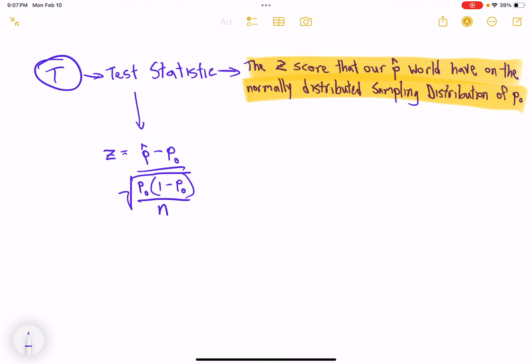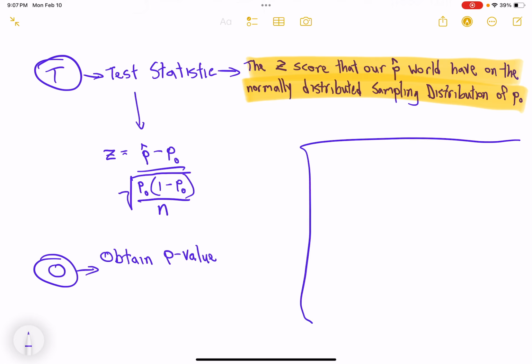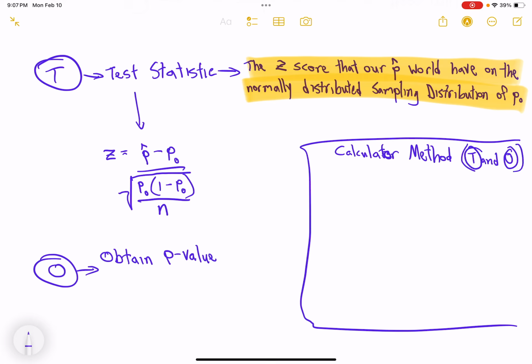We will do the test statistic by hand, and then, lo and behold, we will do the obtaining of the p-value by hand. But then over here in the corner, I'm going to write out the calculator method. And the calculator method for all of this, where you just put the whole thing in the calculator, is going to handle T and O. It will do both steps for us, okay? Over here on the right.